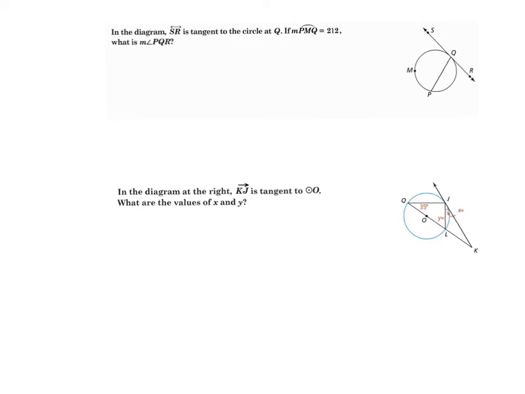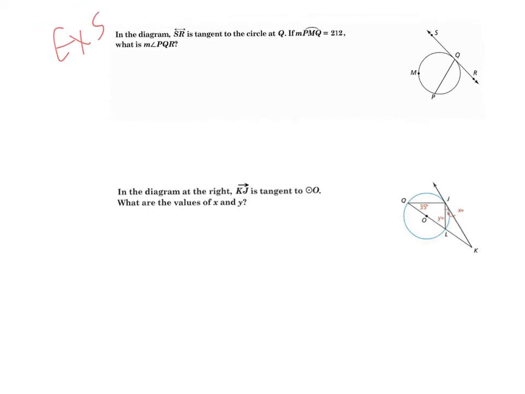Okay, next question. I don't know what example number I'm on. I think 5. In the diagram, SR is tangent to the circle at Q. If the measure of arc PMQ is 212, what is the measure of angle PQR? So we're looking for the measure of this angle right here, and the arc that I'm highlighting in red is the one that we know.